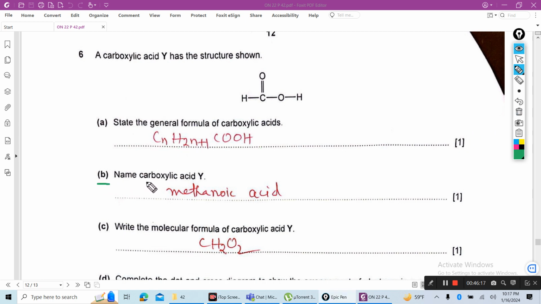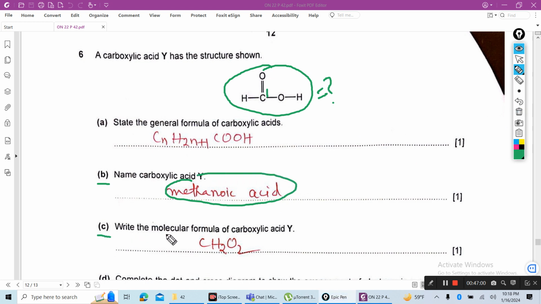Number B, name carboxylic acid Y. What is its name? It's 1 carbon. So 1 carbon containing carboxylic acid is methanoic acid. 2 carbon containing carboxylic acid is ethanoic acid. Carboxylic acids are known as alkanoic acids: methanoic acid, ethanoic acid, propanoic acid. So Y is methanoic acid.